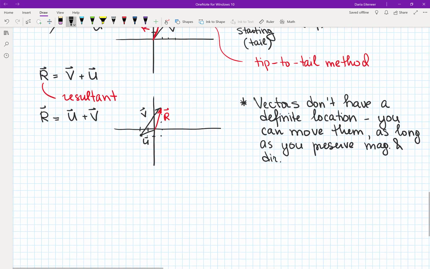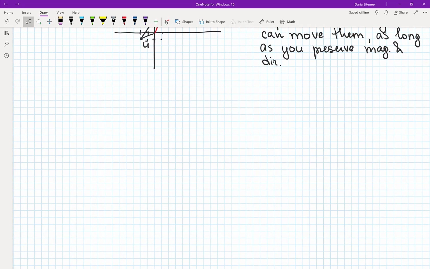There is another method to add two vectors. This is called the parallelogram method. Okay, this is only good for two vectors.